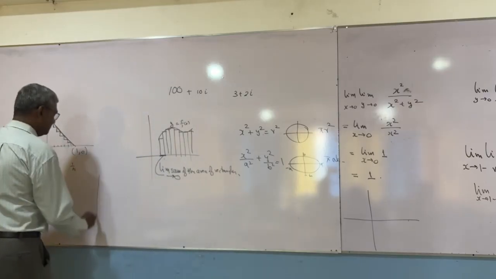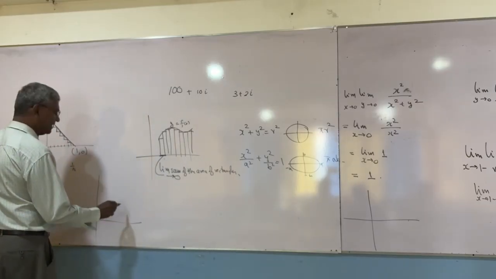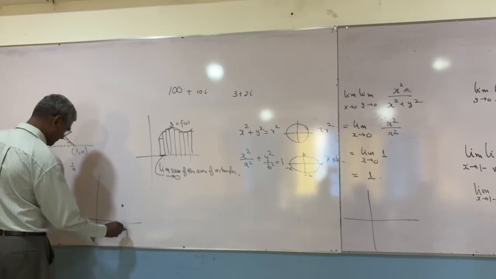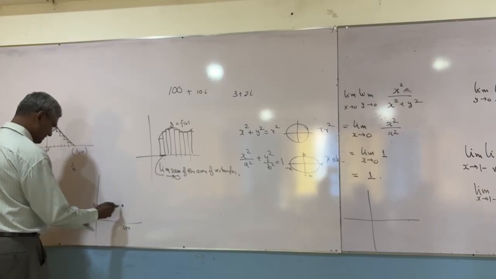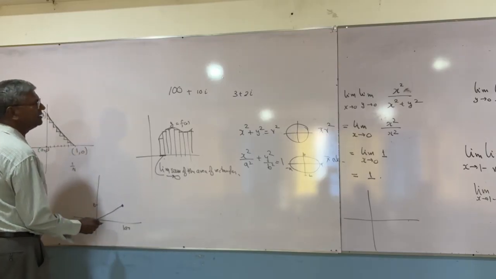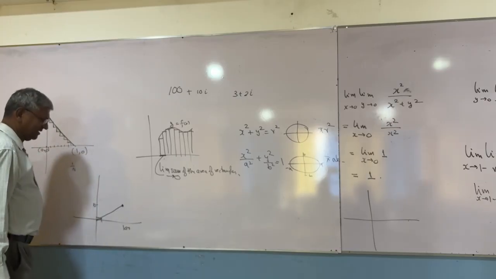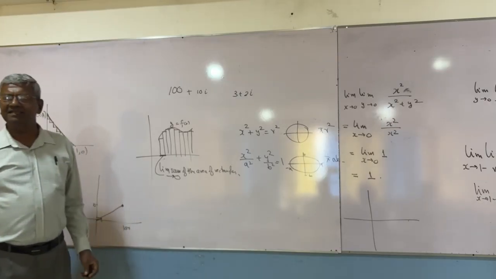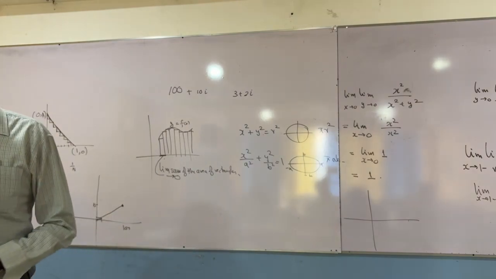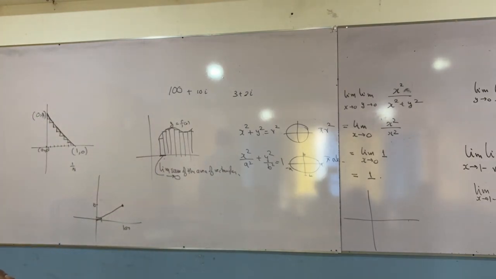But if you take what you are saying, 100 plus 10i is somewhere here. This is 100, this is 10, so this is 100 plus 10i. 3 plus 2i, 3 is somewhere here, 2 is somewhere here. So this is very short. You are saying you cannot compare, right? Bottom line is complex numbers cannot be compared. We are doing real analysis here, complex is not done here.